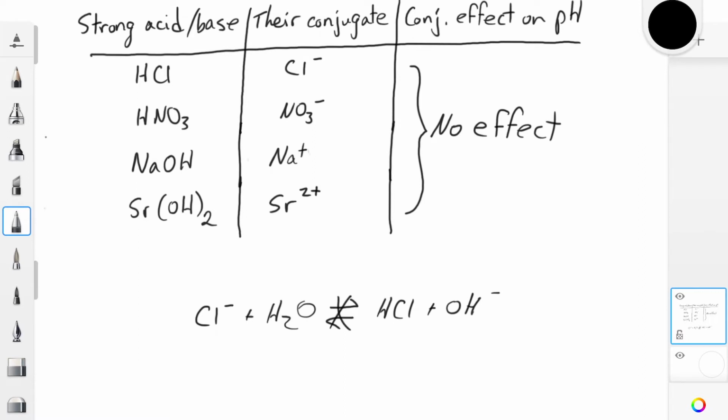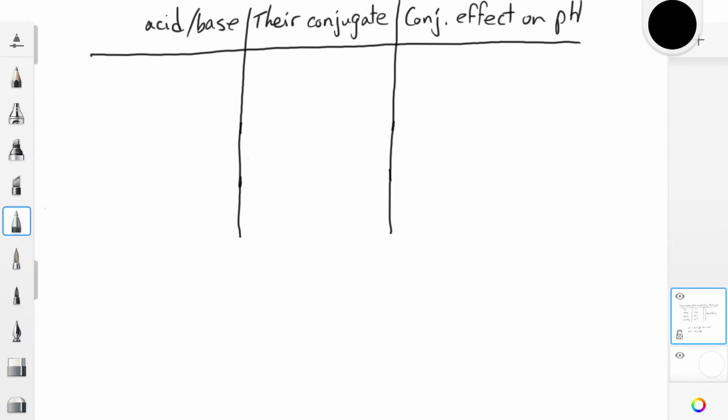And for a similar argument, the nitrate ion does not have any influence on pH because it does not react with H2O. And similar things happen for the Na plus and Sr2 plus ions. Any conjugate of a strong acid or base has no effect on pH. On the other hand, the conjugates of weak acids and bases do have an effect on the pH.